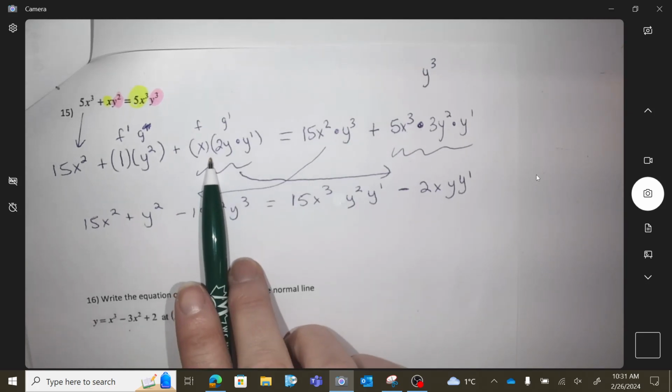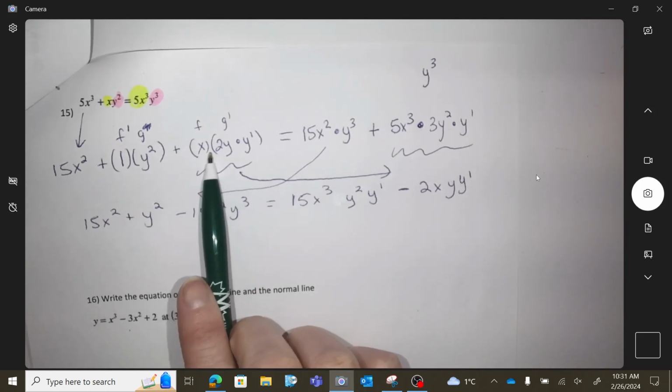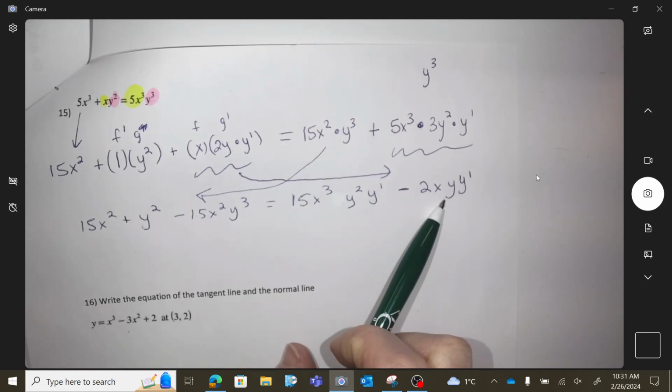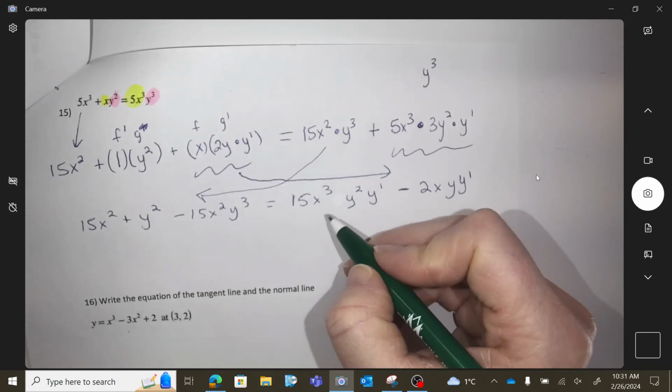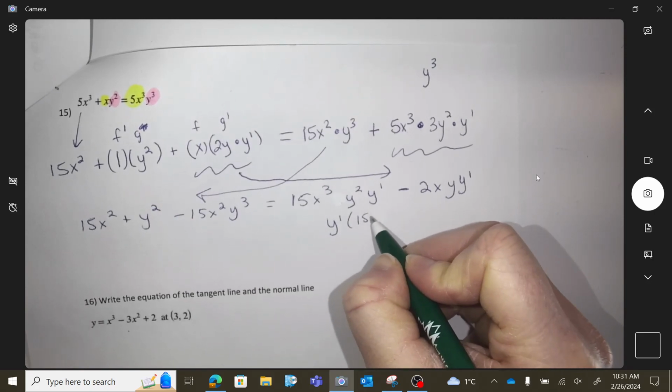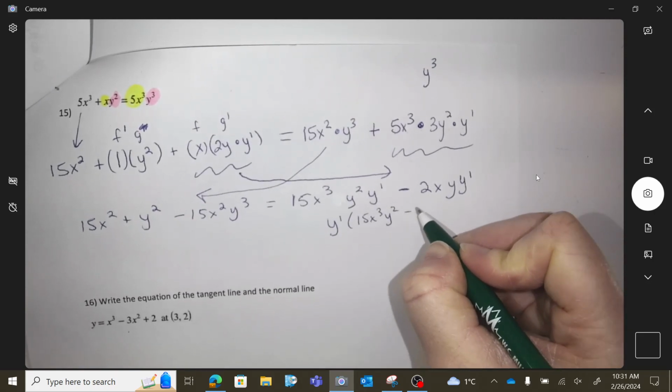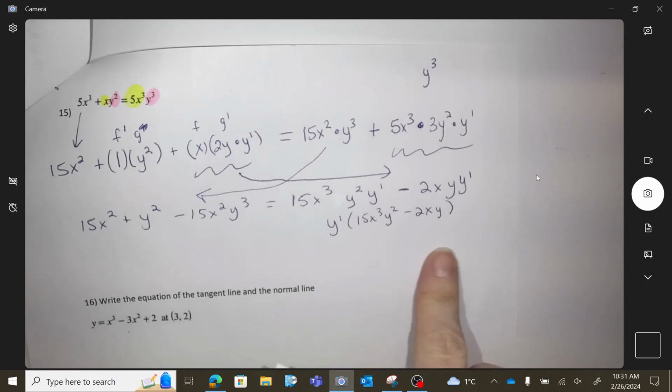And then this one, I just like my numbers in the front, so I went 2xy instead of x2y. That's all I did. It was just I like my numbers in the front. Okay. Now, can you understand you could GCF a y prime out?